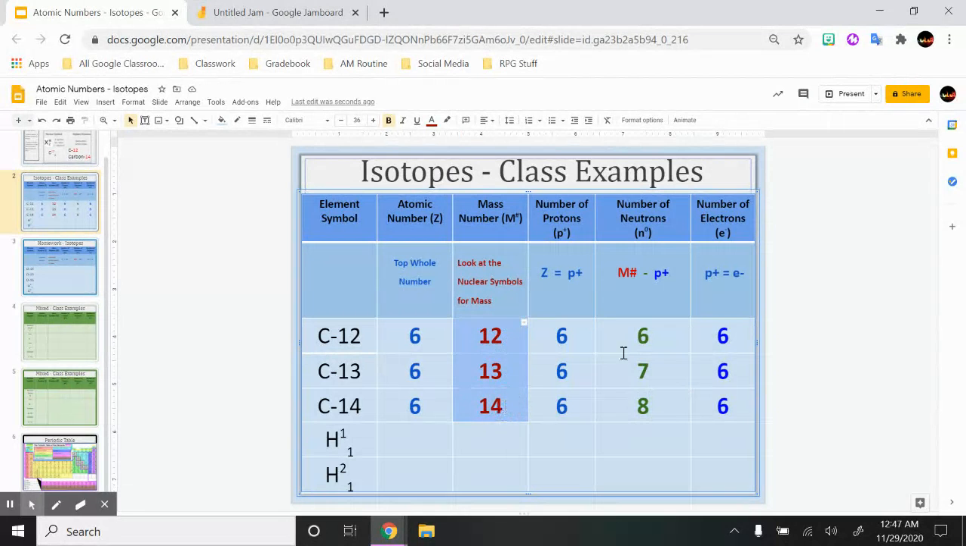So those were the only things that make these elements, or these atoms, different from one another. They're all carbon, but they have a slightly different mass. So let's try these hydrogen ones.